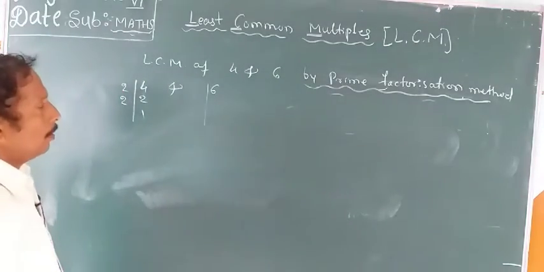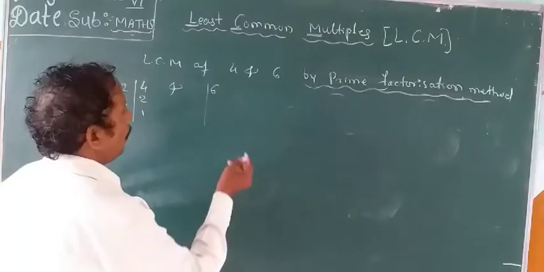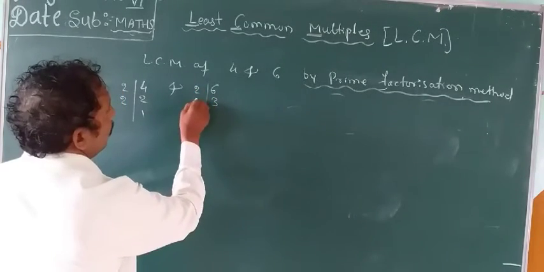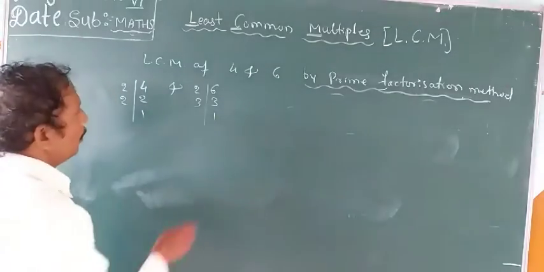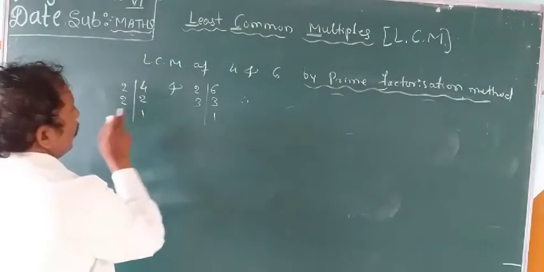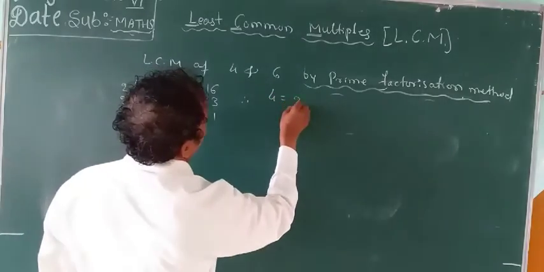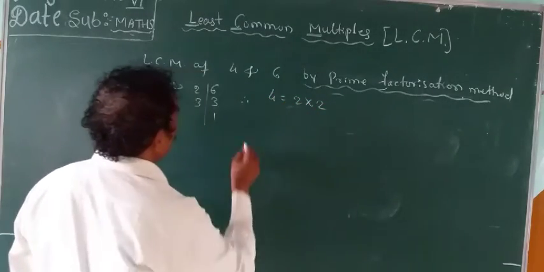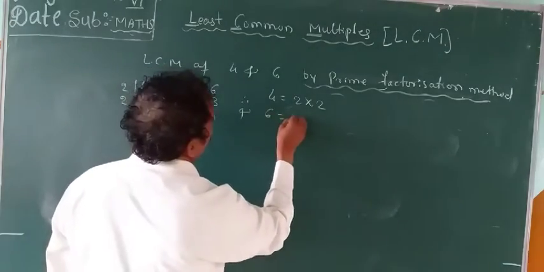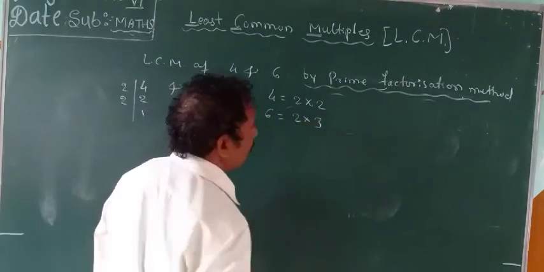Divide this number by the first prime number 2. 2 3s are 6. Now divide this 3 by 3. 3 1s are 3. Therefore, 4 can be written as 2 into 2, 4 is equal to 2 into 2. And 6 is equal to 2 into 3.